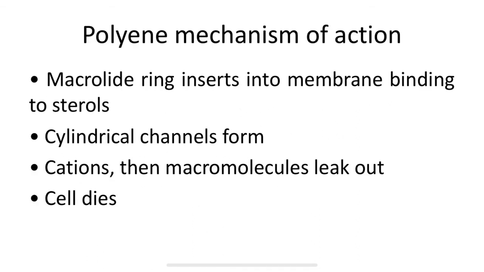As per its mechanism of action, the macrolide ring inserts into the membrane binding to sterols, after which cylindrical channels will be formed. Cations then macromolecules leak out of the cell, after which eventually the cell will die. So that's how the polyene kills the fungi.